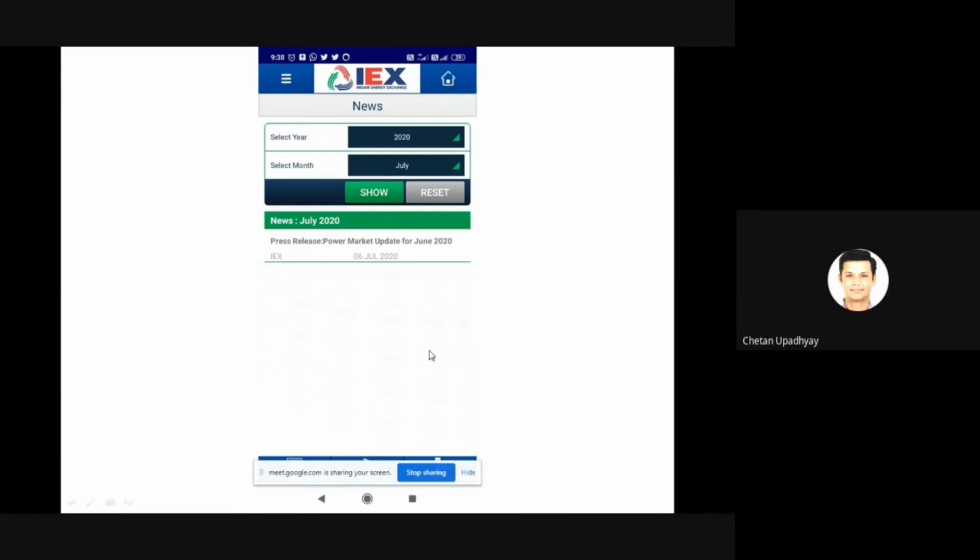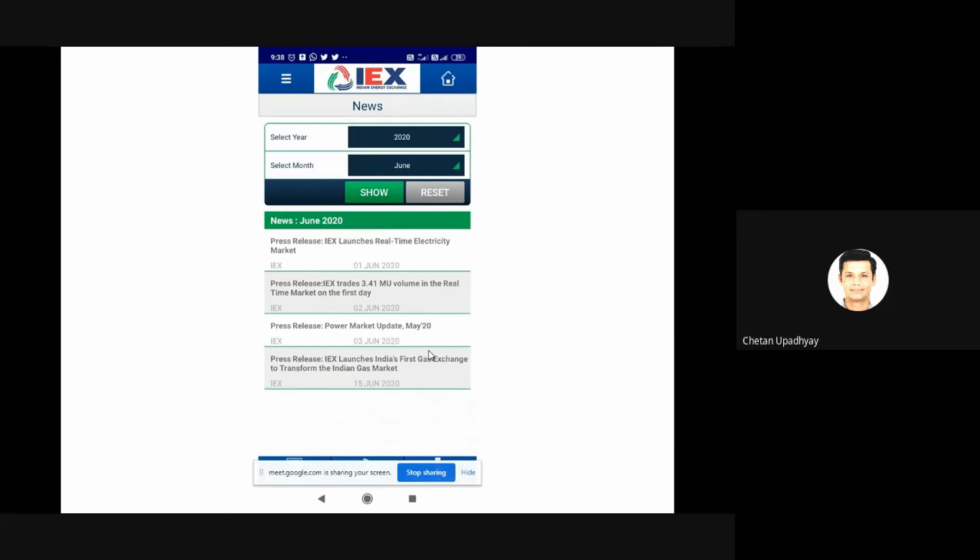Okay, and at the bottom there are some news readers, so you can read various news from IEX. From 1st June, the real-time electricity market has been started, and by pressing the particular press release, you can understand. If you press on this, it will give you the particular report of IEX trades for 3.441 mega units, and that is the volume. So this is about IEX.